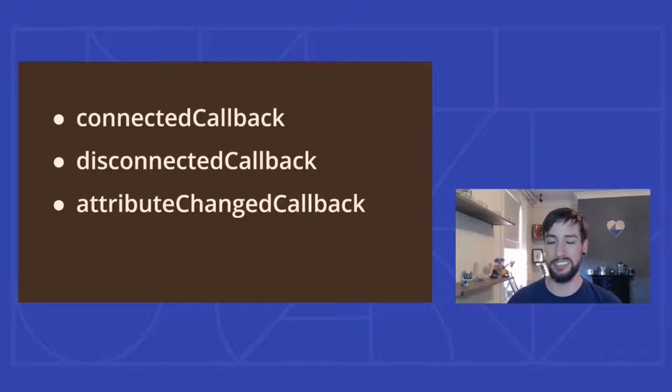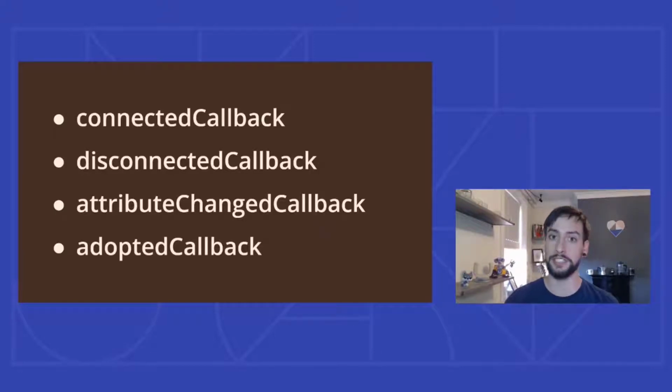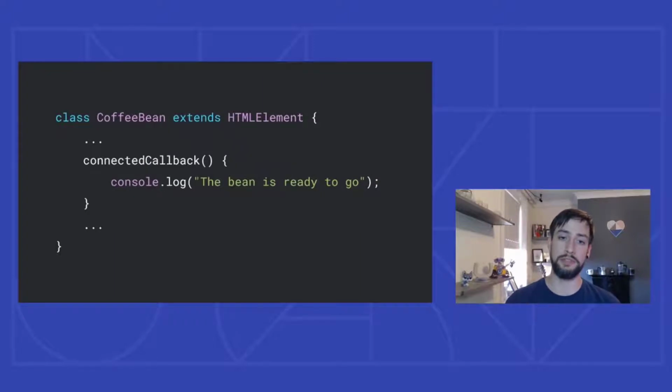The attributeChangedCallback, you can configure to fire on specific attributes that you want to, in the same way that you can set up props in React or Angular. Quite a bit of configuration, so we'll have a little look at that in a second. And then we have the adoptedCallback, and that is probably less used, but it can be triggered whenever you move your custom element to another document. So these are our callbacks. An example of that would be, we've got our coffee bean, and whenever this gets added to the DOM, we'll see in the console that the bean is ready to go.